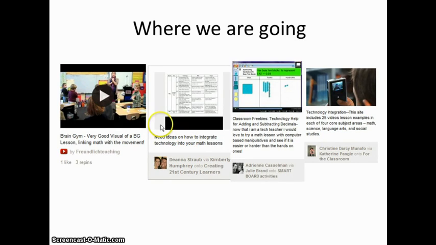Where are we going with this? Well, let's just take a look at some of these. This one here, Brain Gym. Linking math to movement. Kind of cool. I can tell what that's about. I can tell the grade level. I can kind of get a feel for it before I open it.